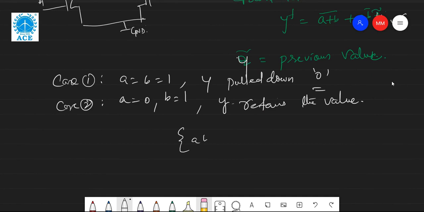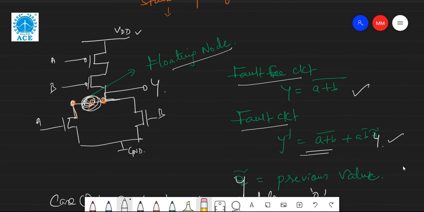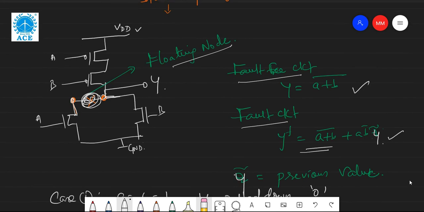For these open faults, generally we have AB equal to 00 and AB equal to 10 patterns, depending on the cases. No need of discussing all these things here. So simply you need to know, for any circuit, if a node is floating, then this is called a floating node. The fault-free circuit output will be like this, and the faulty circuit output will be like this.